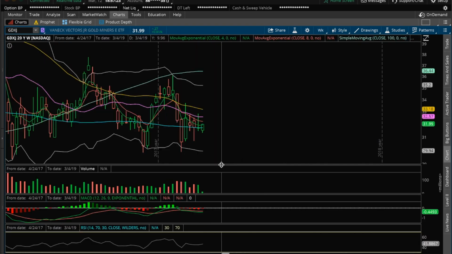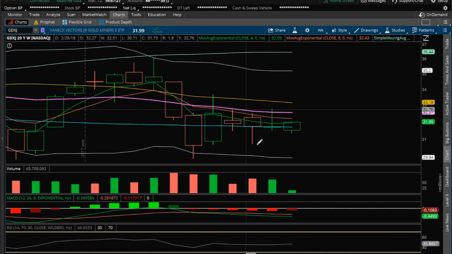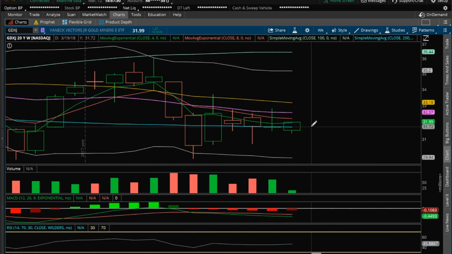I'm looking at the GDXJ weekly here. We are in equilibrium. High, low, lower high, higher low, lower high. And so we're in an equilibrium pattern on the weekly.